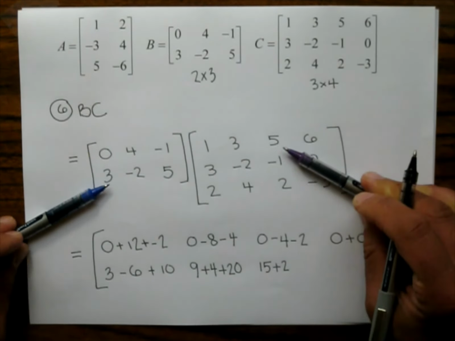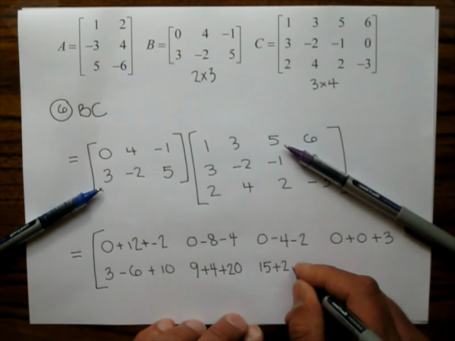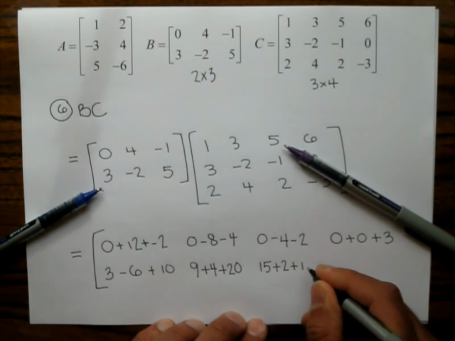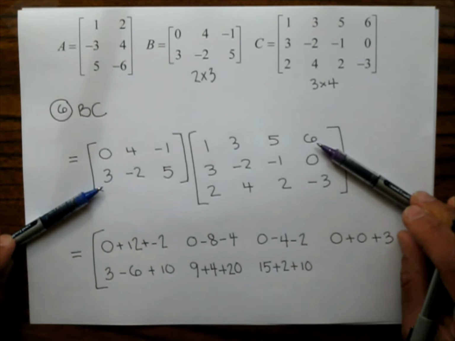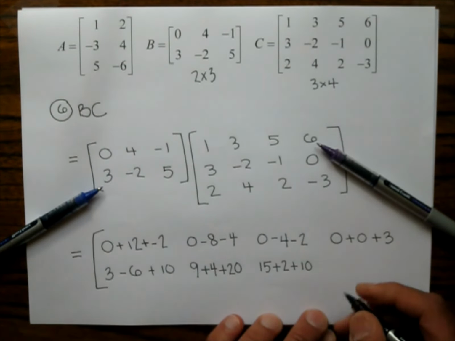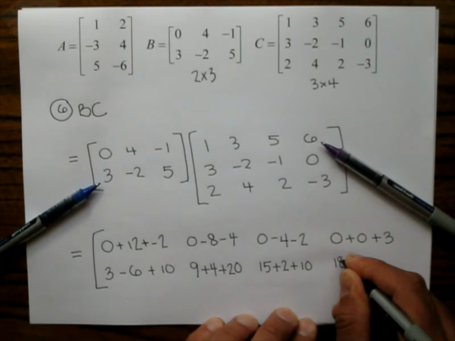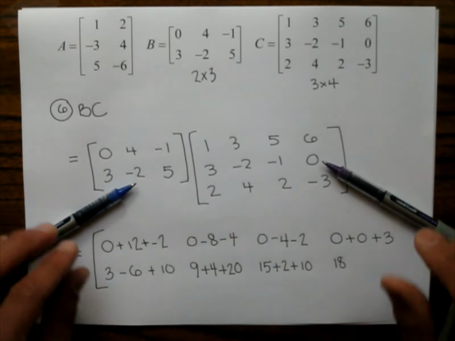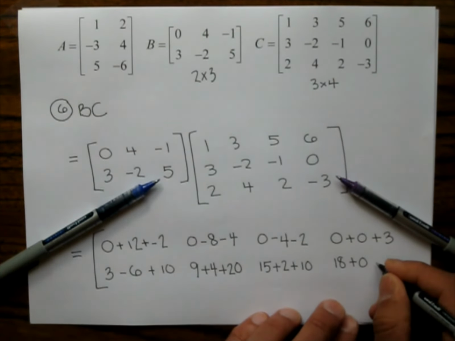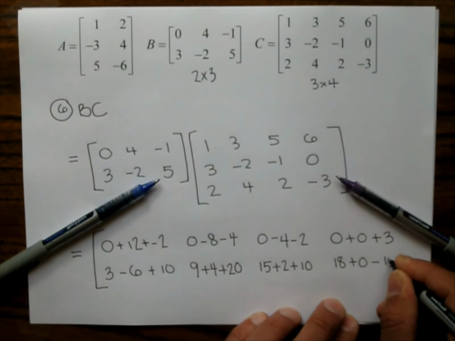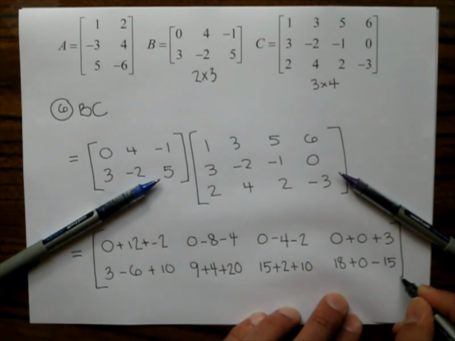How did we get the plus 2? We went like that. And then we have plus 10. And then the last column here and the last row, we're going to get 30. No, what am I saying? We're going to get 18 plus 0 minus 15. Whew, that was quite intense. There it is.